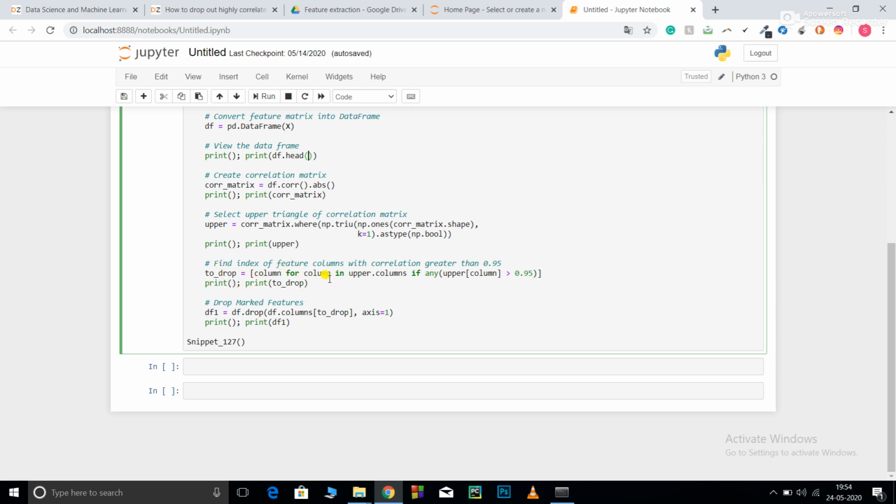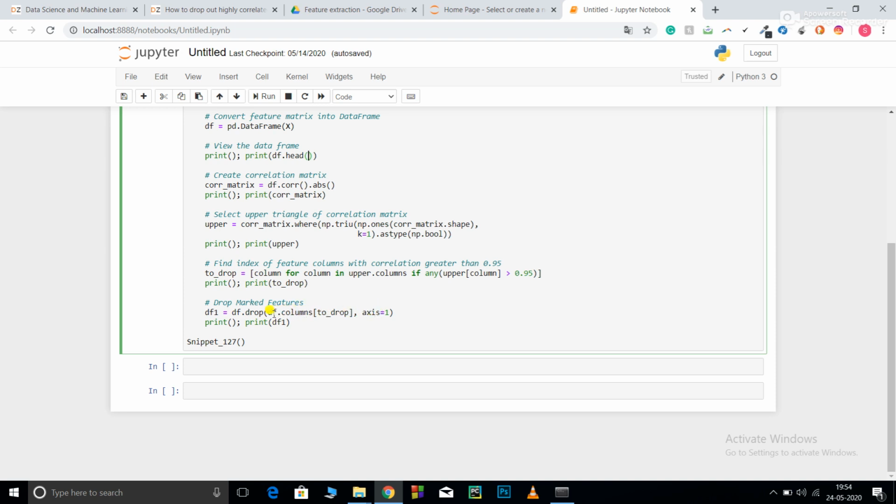So to_drop: column for column in upper.columns, this means for each column in the upper matrix, find the columns where any upper value is greater than 0.95. I'm first checking for all the values of the matrix in which my correlation is greater than 0.95, and I'm saving them under the name to_drop. After that I'm dropping them. So df.drop, df.columns[to_drop], axis equal to 1.